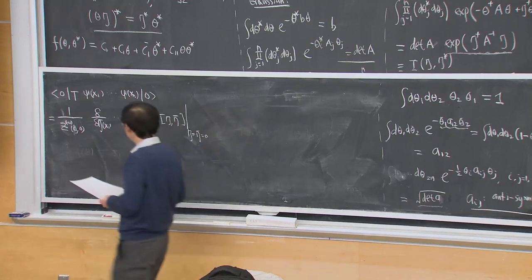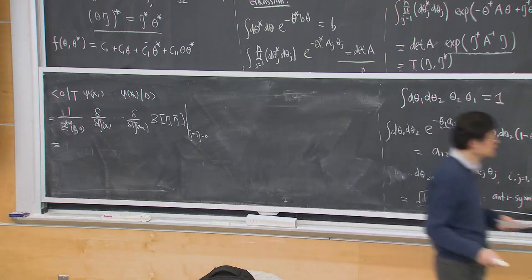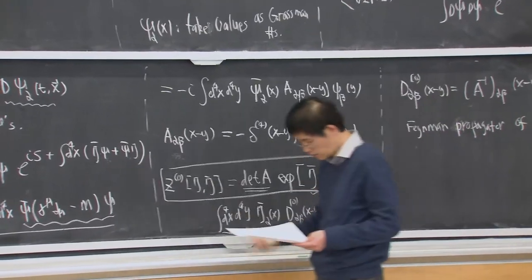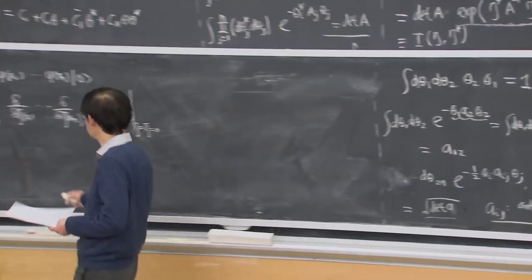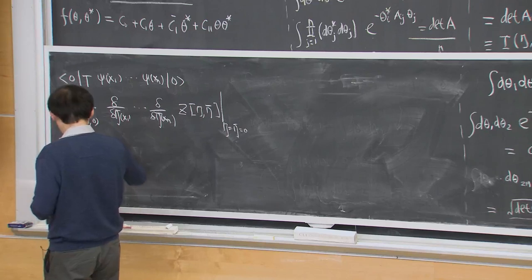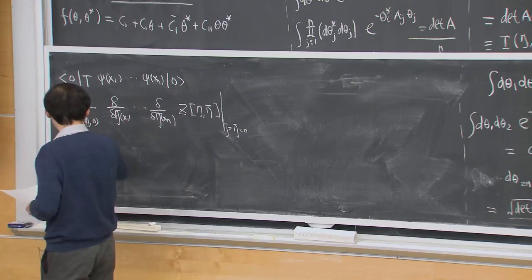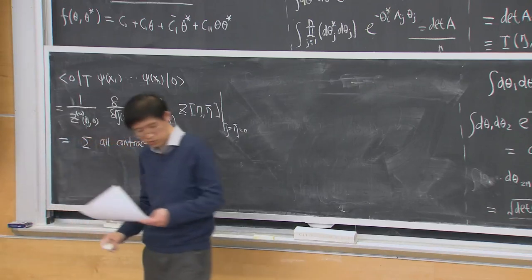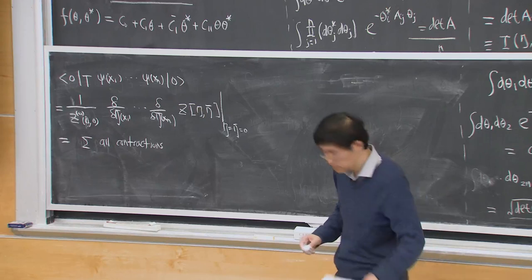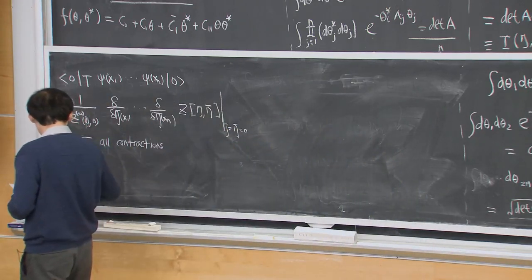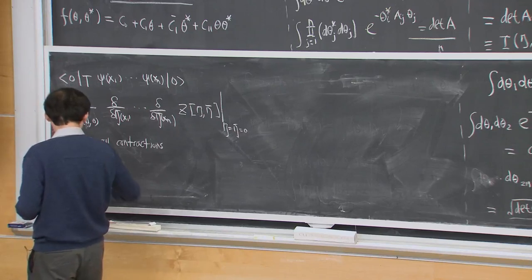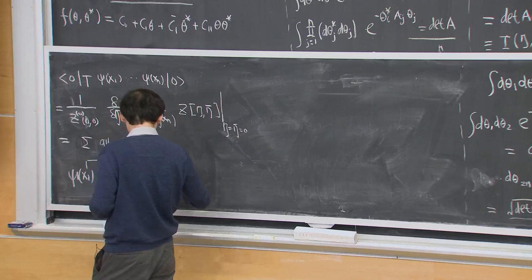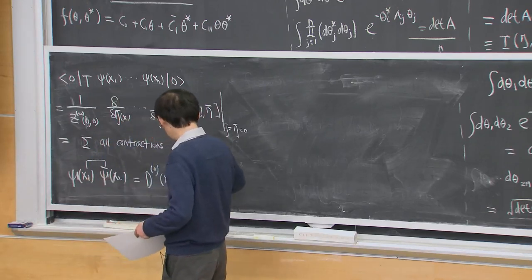And then again, because these have this kind of structure, you always pair eta bar with eta in d in here. So when you do that, you just get the sum of all possible contractions. And each contraction is just a propagator. So if you have x1, bar x2, each contraction just gives you d0 of x1 minus x2. Now I suppress the spinor indices.